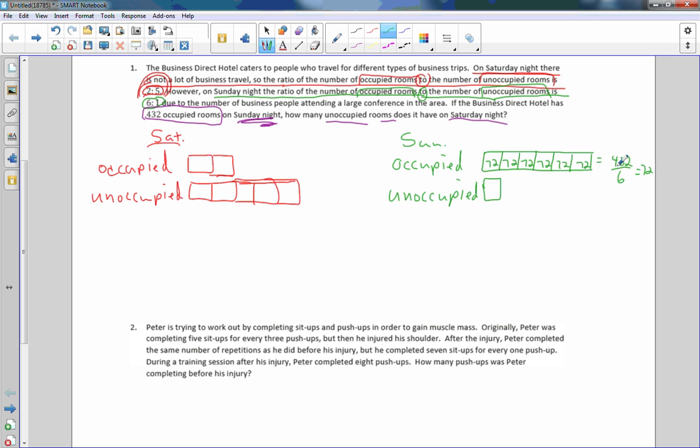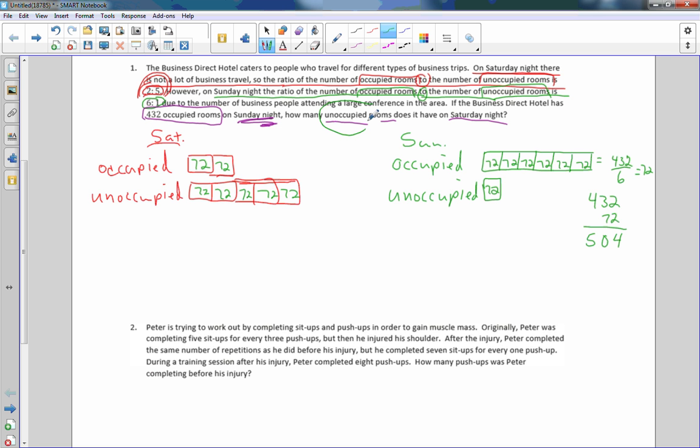So now I know the ratio of occupied to unoccupied is 6 to 1. So there's 6 groups of 72 rooms occupied, and then unoccupied is 72. Now I know a total of rooms. I add the occupied and unoccupied on Sunday, and this hotel has 504 rooms. So if we break this up and now we have a ratio of 2 to 5, well, that's a total of 7 squares, and this is a total of 7 squares, so they all have to be the same. So these are all 72, 72, and 72.